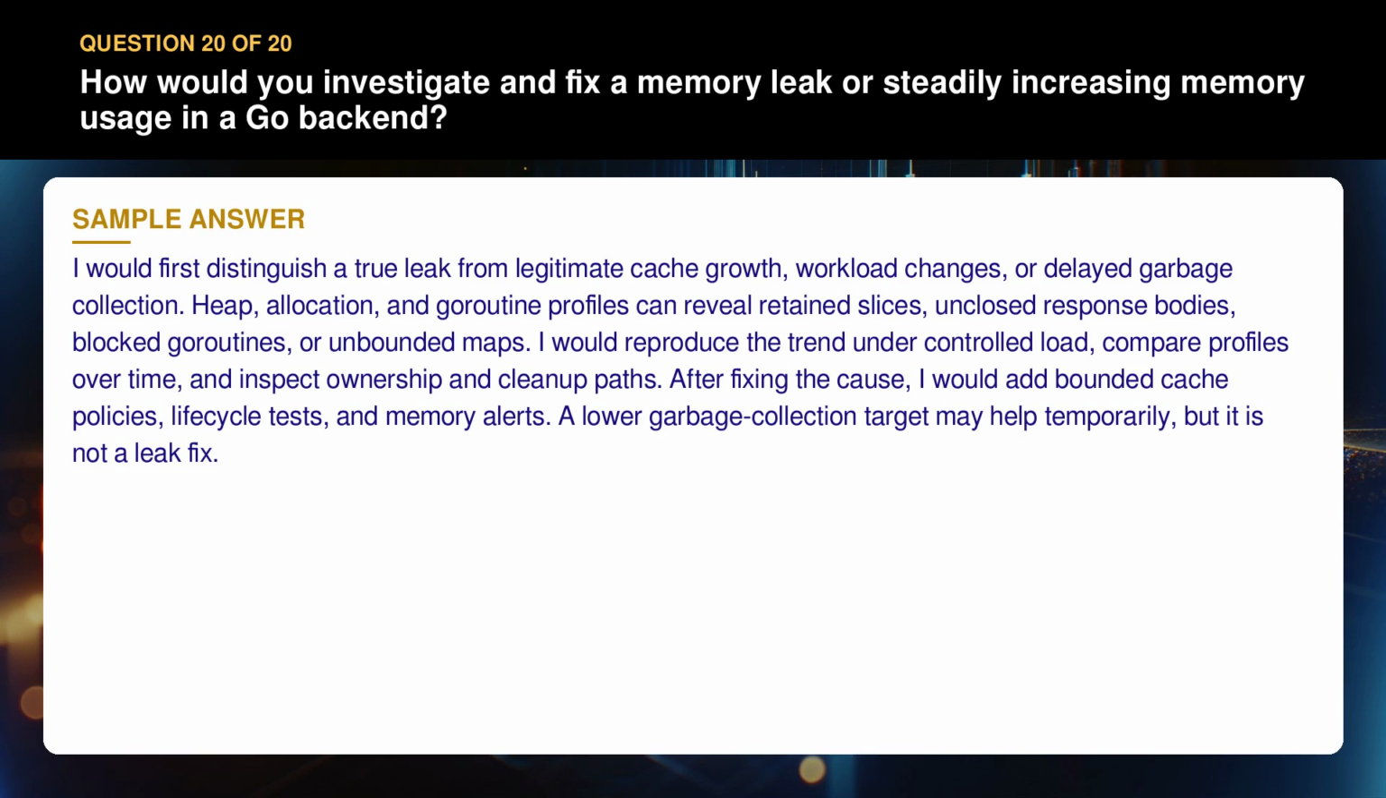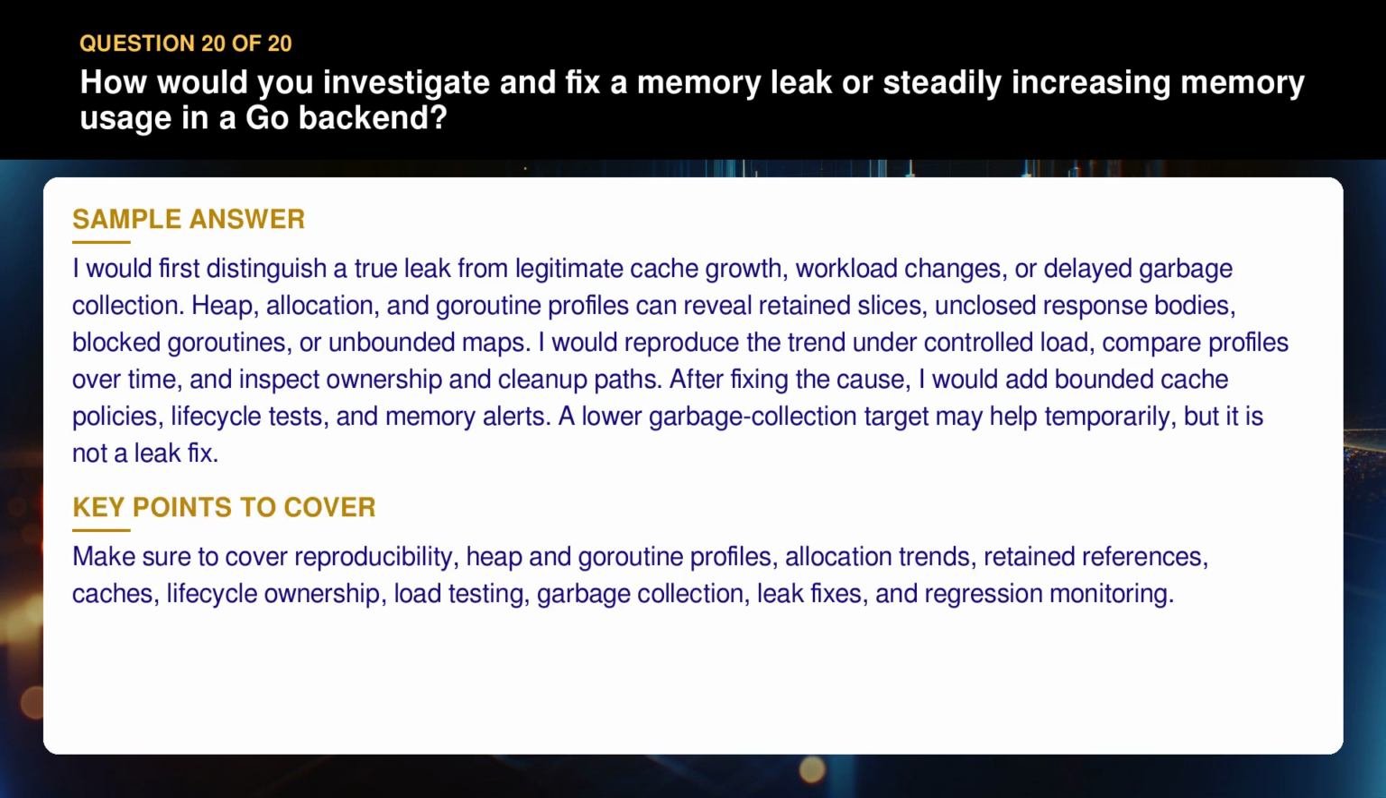After fixing the cause, I would add bounded cache policies, lifecycle tests, and memory alerts. A lower garbage collection target may help temporarily, but it is not a leak fix. Make sure to cover reproducibility, heap and Go routine profiles, allocation trends, retained references, caches, lifecycle ownership, load testing, garbage collection, leak fixes, and regression monitoring.